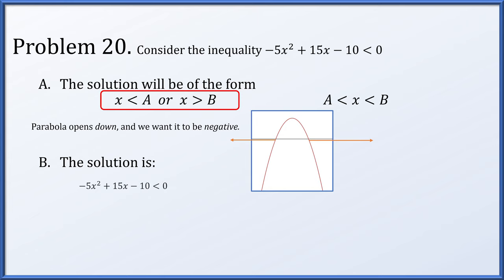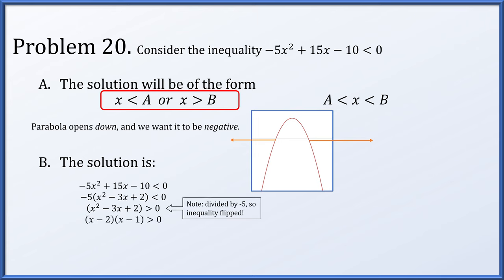Okay, let's solve the inequality. So we have negative 5x squared plus 15x minus 10 should be negative. I can factor a negative 5 out on the left and then divide that out. Be careful, we divided by a negative number, so we had to flip the inequality.